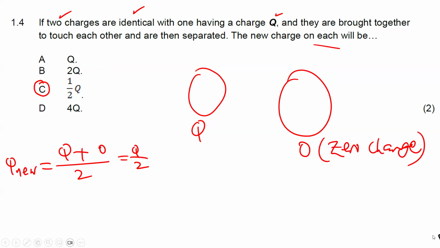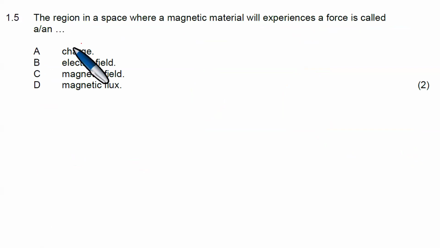Any question? Next point, 1.5. The region in a space where a magnetic material will experience, okay, I made a typo there, will experience a force is called a what? The region in a space where the magnetic material will experience a force. Right, so a magnetic material experiences a force.